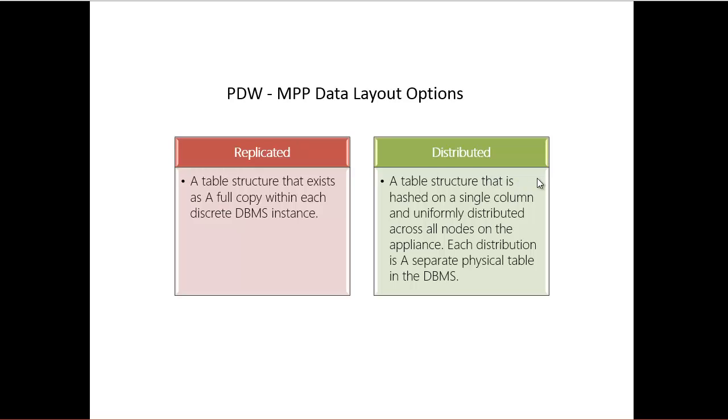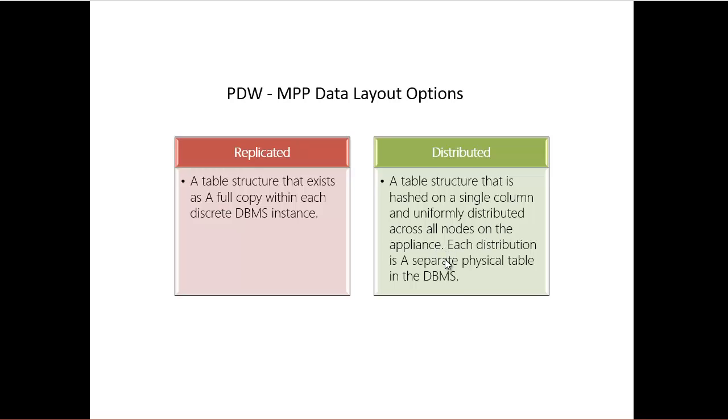For a distributed table, it's different. For a distributed table, you are actually able to create a portion of the distributed table's data on each of the nodes. And so what happens here is this is where the true power of the PDW comes into play. Now, as it says here, data is distributed with distributed tables based on the value of a single column. And the idea is to get it uniformly distributed across all the nodes on the appliance.